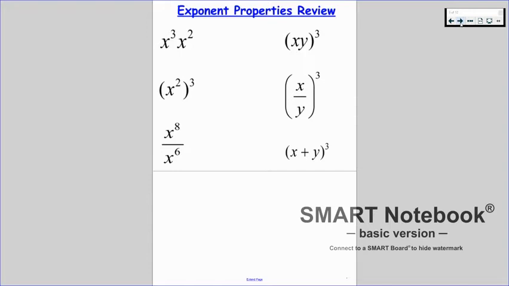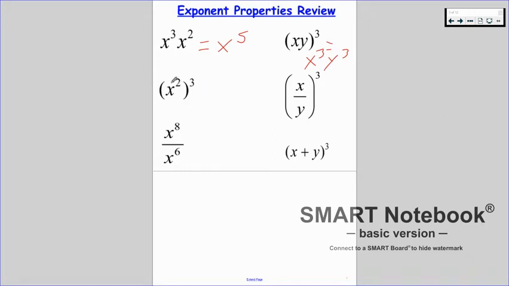Here we have some exponent rules to remember. I've got x to the 3rd times x squared. The rule there is we're going to add exponents. Here I have xy to the 3rd. Remember that means xy times xy times xy. So it would be x to the 3rd, y to the 3rd.